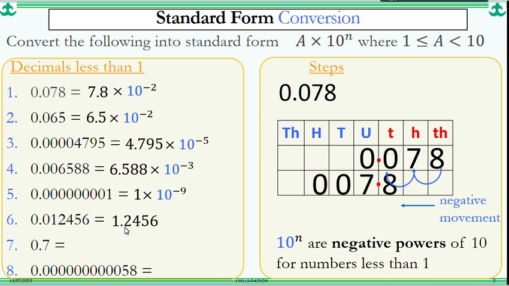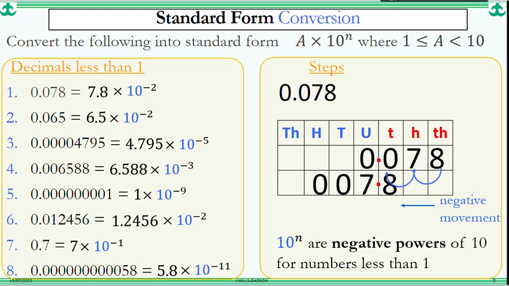So it's 1.2456 times by 10 to the power negative 2. 0.7 is out of the range, so 7 is between 1 and 10. 1 movement to the left, 10 to the power negative 1. And the last one is 5.8, 10 to the power negative 11.